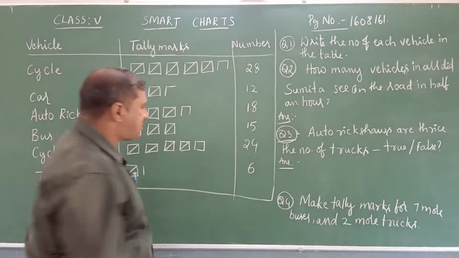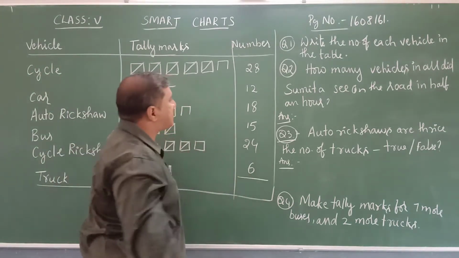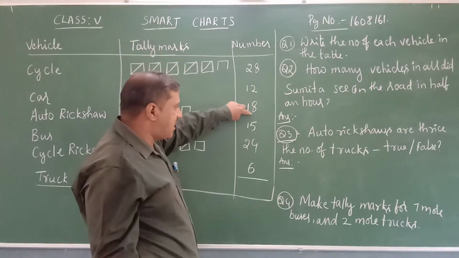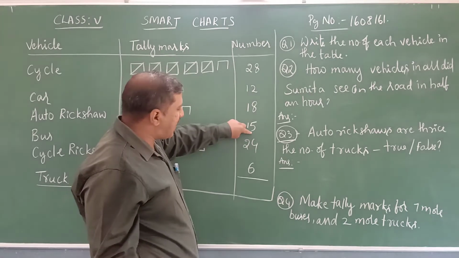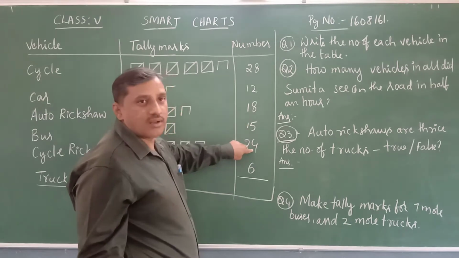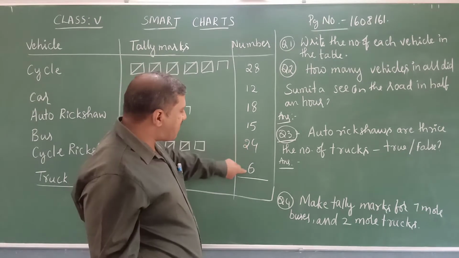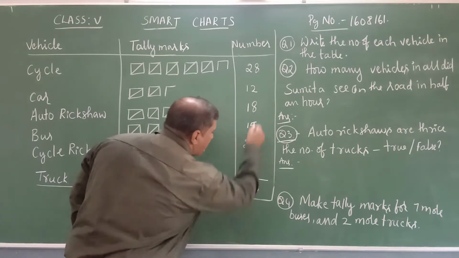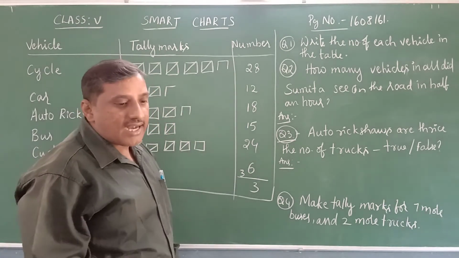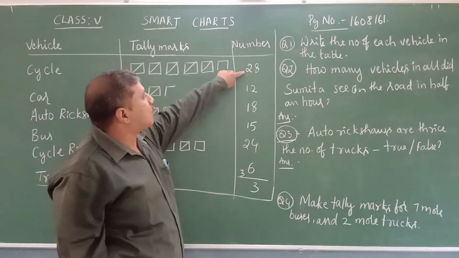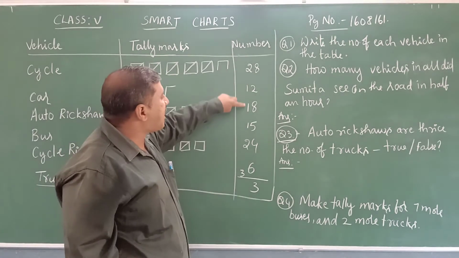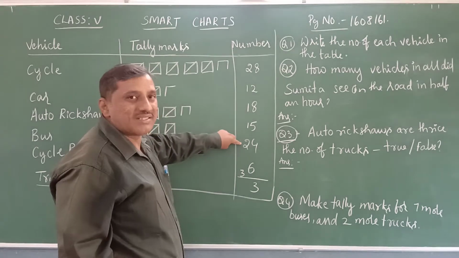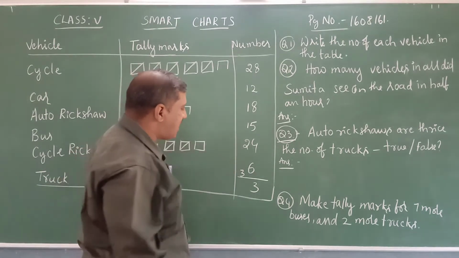Now add the numbers. Add the ones place digits first. 8 plus 2 is 10, 10 plus 8 is 18, plus 5 is 23, 23 plus 4 is 27, 27 plus 6 is 33. So keep 3 here and write 3 under the ones place. Then add the tens place digits. 2 plus 1 is 3, 3 plus 1 is 4, 4 plus 1 is 5, 5 plus 2 is 7, 7 plus 3 is 10.